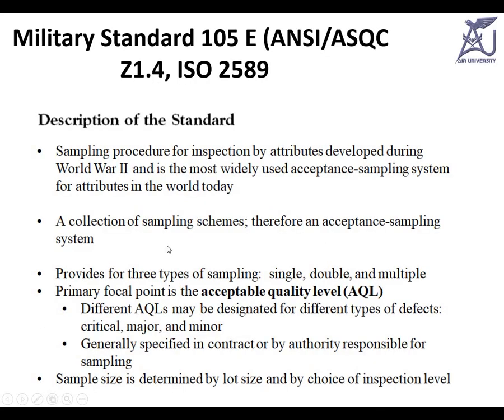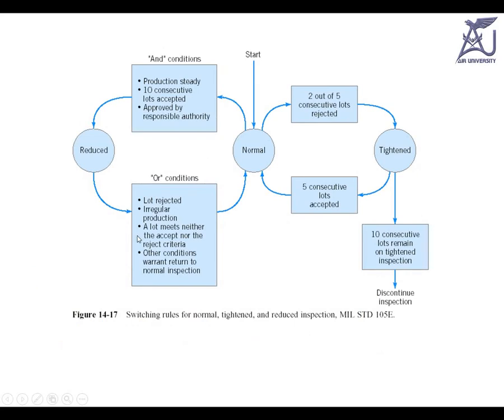So let's go to the multi standard 105E, which is the standard I told you was developed in the Second World War, and it was released in 1989. If you want to find out some acceptable quality level which has been decided, and you want to go for this one, then as I discussed, this is the switching rule for the normal, tightened and reduced.